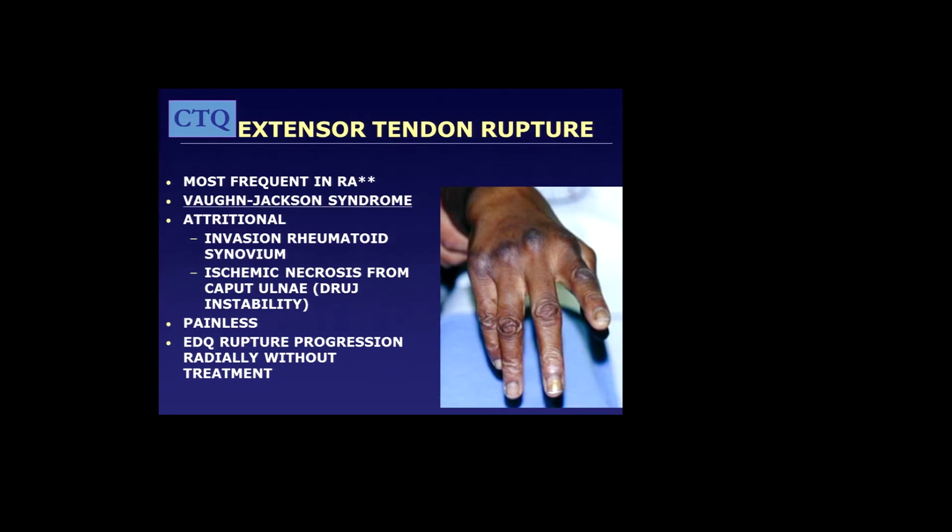Treatment for the Caput-Ulnae syndrome includes tendon reconstruction, whether side-to-side transfers or EIP transfers. If the ulnar head is a problem, then either excision or reconstruction of the DRUJ to prevent ulnar prominence is the treatment of choice.